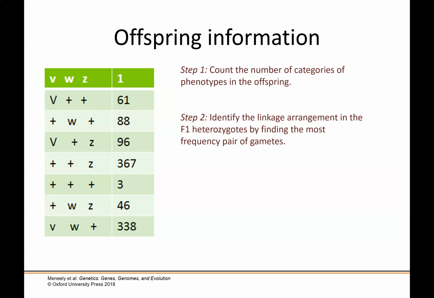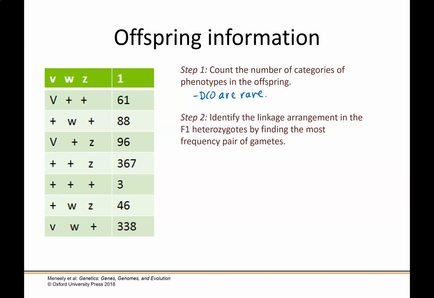Every once in a while, you'll see a problem where there's only 7. This indicates that double crossovers are very rare and you haven't actually seen any in the offspring. If that happens, you probably are going to have to determine which double crossover you're not seeing, which is a little bit hard. I'm not going to do that to you here. We're going to go through an example with all of the phenotypes.